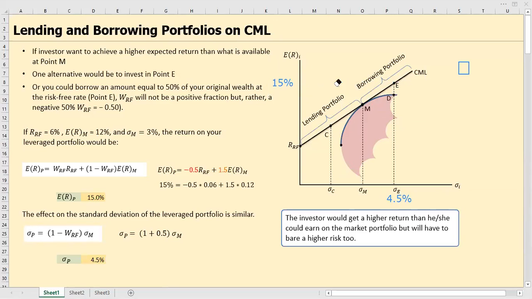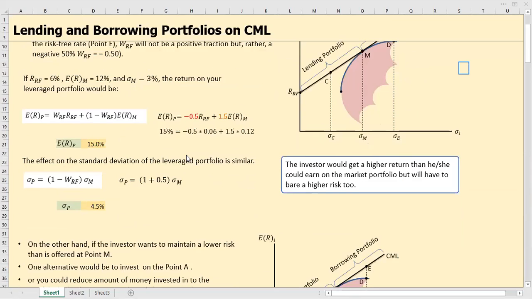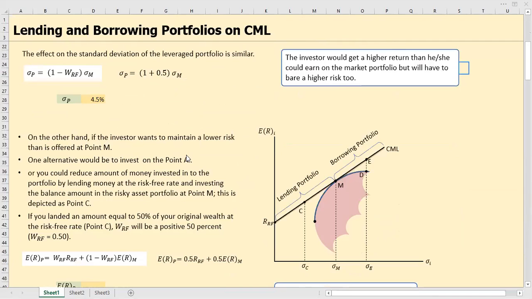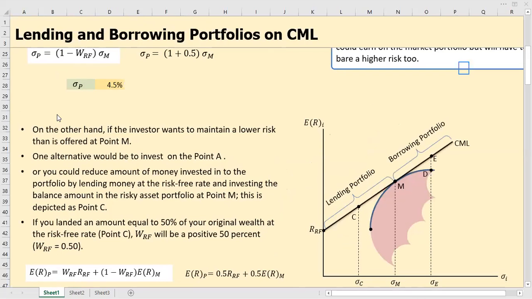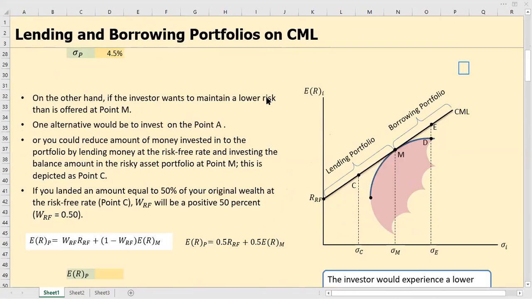So let me go to the lending portfolio instead of the borrowing portfolio. So I am going to go for the second example here. So this is the second example. So you can read this out. On the other hand, if an investor wants to maintain a lower risk than what is offered by the market portfolio, that means around point C, right? So you don't want to go for A, you will go for C here.